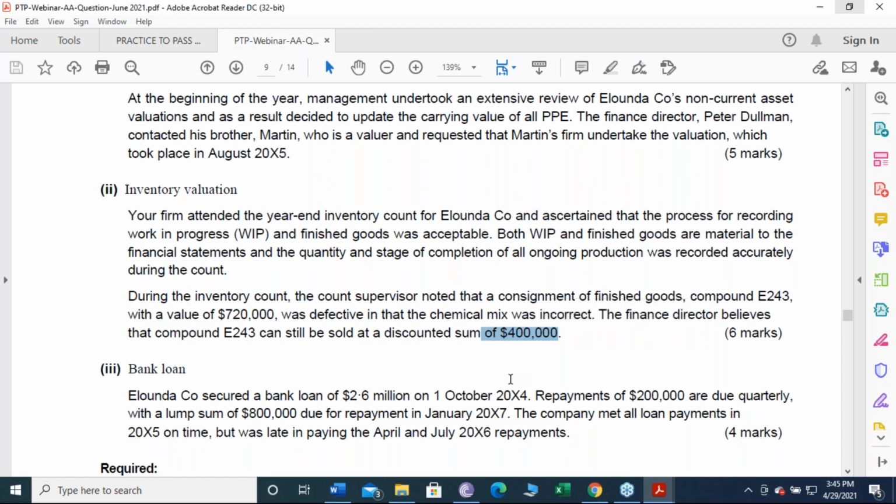First of all, I need to have a discussion with the management, and I need to understand why they believe, and what assumptions they are using, and how they believe that they will still be able to sell it for 400,000. I need to have a discussion with the client, and I need to verify that the NRV of 400,000 is reasonable. What assumptions they have used.